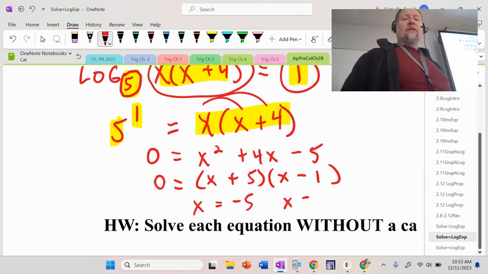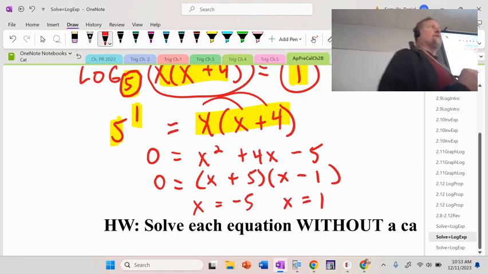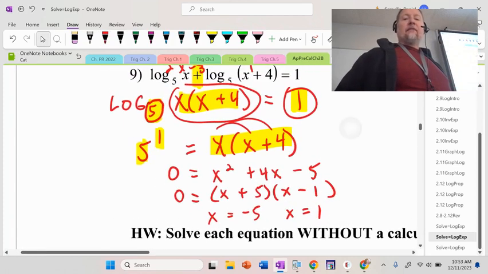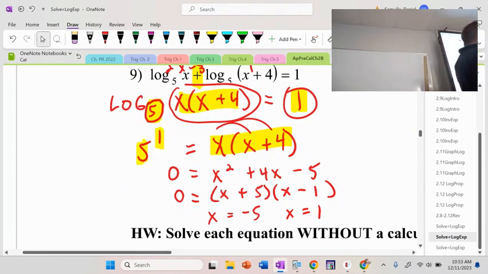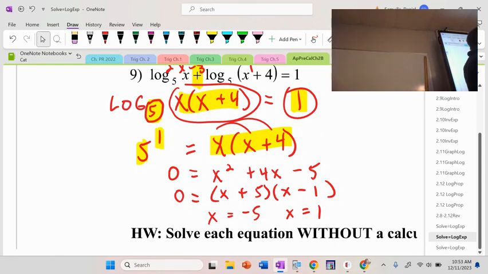We're seniors. You've done this too many times to be confused on x equals -5 and x equals 1. But now we've got a problem. What is log base 5 of -5? Does that work? No. And here's the issue. It works after you use the rule.